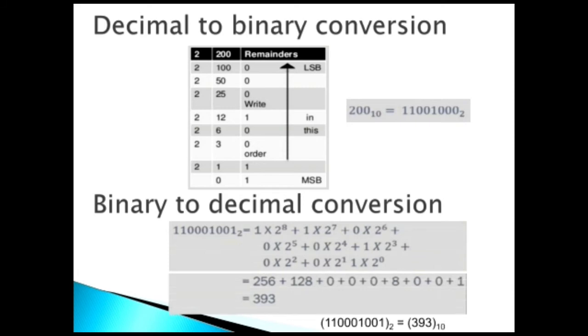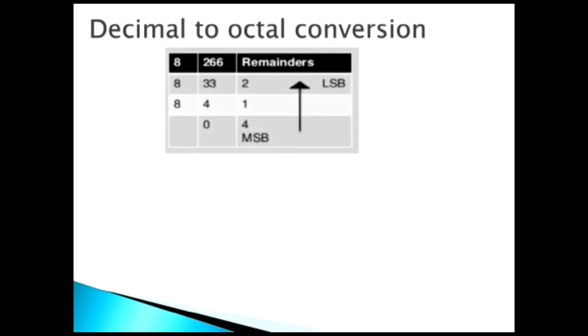This is the binary to decimal conversion. Now let us see decimal to octal conversion. In this case, let us take an example of 266 as a decimal. We will divide 266 by 8 because in the case of octal the radix or base is 8. Now we are getting 33 as an answer, but we are getting 2 as a remainder.